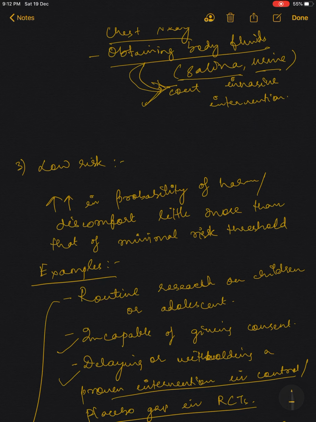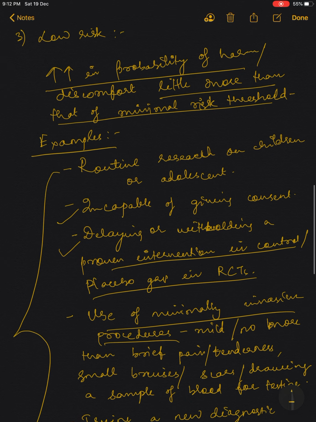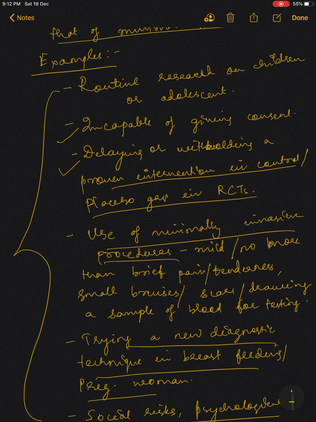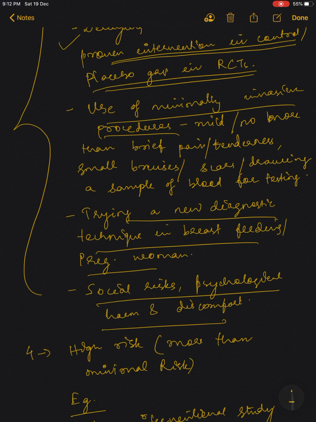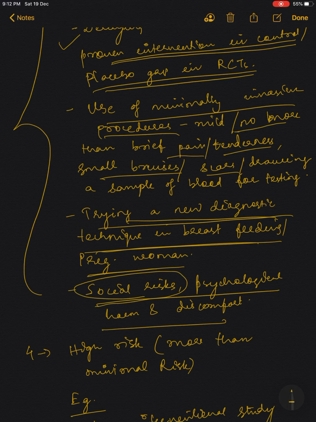Coming to the low risk, the probability of the harm is a little more than the minimal risk threshold. So what are the examples? Routine research on children or adolescents, those who are incapable of giving consent, delaying or withholding a proven intervention in control or placebo group in a RCT, use of minimally invasive procedures which have mild or no more than a brief pain, tenderness, small bruises or scars, drawing of blood samples for testing, trying a new diagnostic technique for breastfeeding or pregnant women, and those clinical research involving social risk, psychological harm and discomfort.